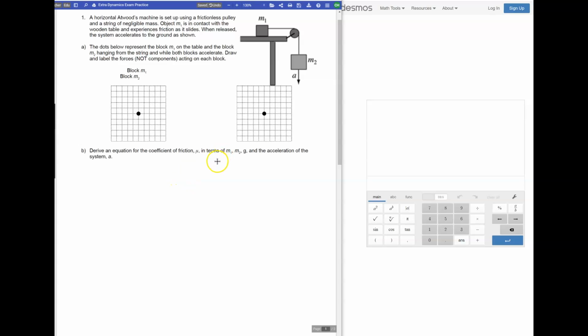Hey everybody, it's Warner, and this is the extra free response, or FRQ, for dynamics. This is a little bit of practice, so hopefully this will help you.